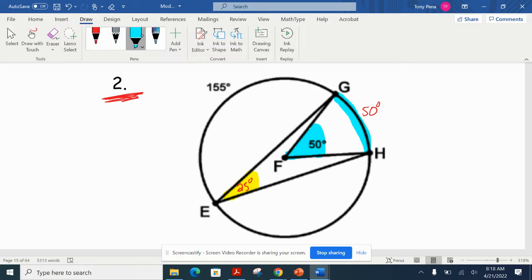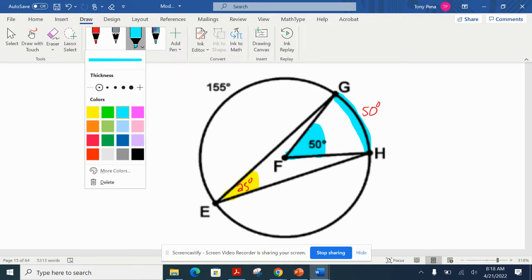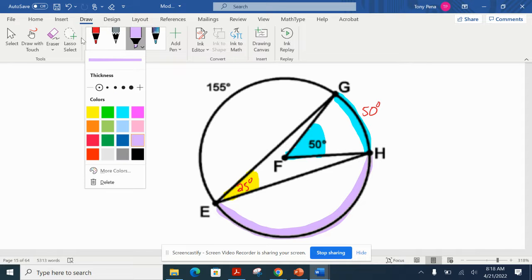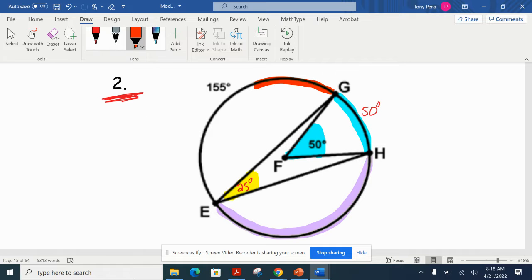And then the last thing we need to know is the degree measure of this guy here. All right, we'll think about what we just did. Let me find one more color. What have we not used yet? We'll do red. Let me finish this arc.